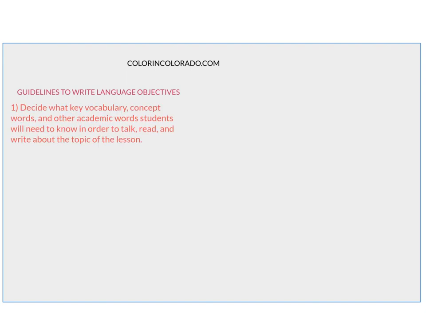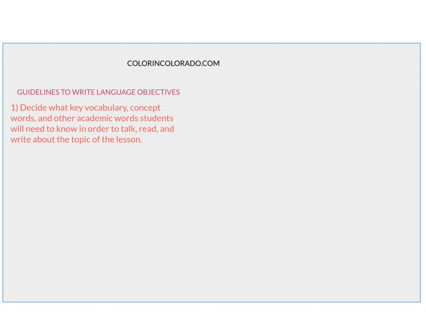According to the website Coloring Colorado, there are useful guidelines that you can use when writing language objectives. Number 1, decide what key vocabulary, concept words, and other academic words the students will need to know in order to talk, read, and write about the topic of the lesson. Using specific tier 3 words that you have taught in the class in a specific paragraph or sentence may already be a content objective.